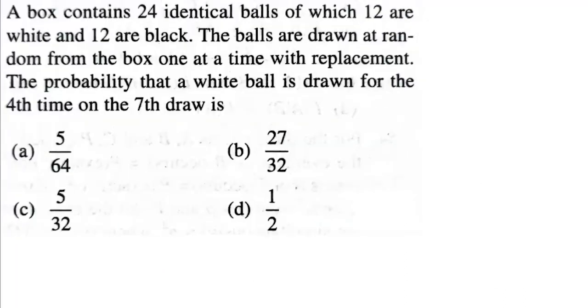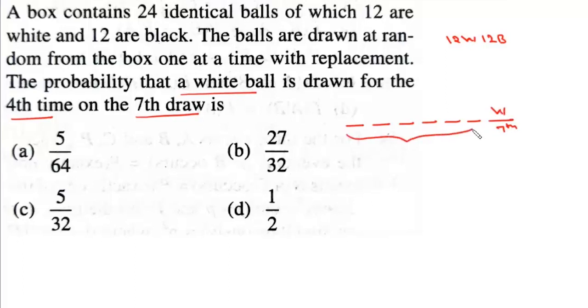Now here the question is, a box contains 12 identical balls, of which 12 are white and 12 are black. The balls are drawn at random from the box, one at a time with replacement. The probability that a white ball is drawn for the 4th time on the 7th draw is. Now we have 6 draws, and this 7th draw must be a white ball. Now in the first 6, it has to be 3 white and 3 black.